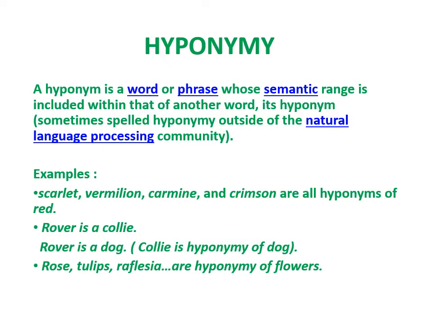Hyponymy is a word or phrase whose semantic range is included within that of another word. So hyponymy has a close relationship with the superordinate. The superordinate is the category, while the hyponym is the part of the superordinate. Scarlet, vermilion, carmine, and crimson are all hyponyms of red. Red is the category of all these colors. So scarlet, vermilion, carmine are under the category of red.